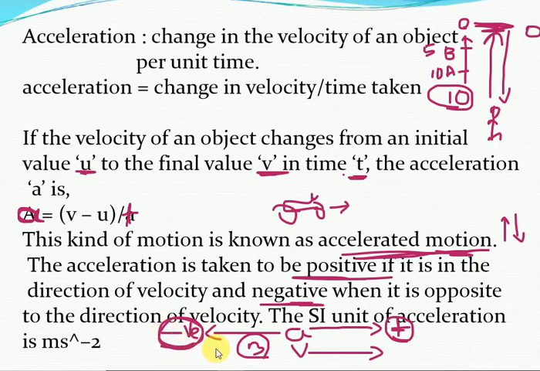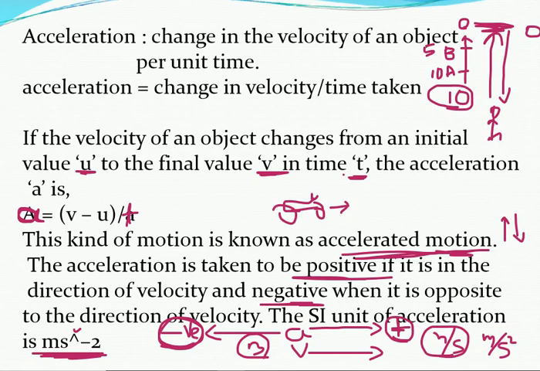Now the SI unit of acceleration is meter per second square. This is the symbol of power. Meter divided by second square. So see here, do not get confused between the SI unit of velocity and acceleration. The SI unit of speed is meter divided by second. The SI unit of velocity is meter per second, or meter divided by second. But in case of acceleration, it becomes meter divided by second square.